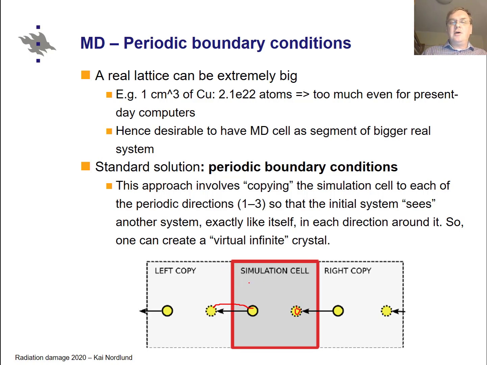Then, of course, atoms can also interact over the boundary. So if you have an atom here and an image atom here, they should interact over the periodic boundaries over here. But there is a simple mathematical equation for doing that.